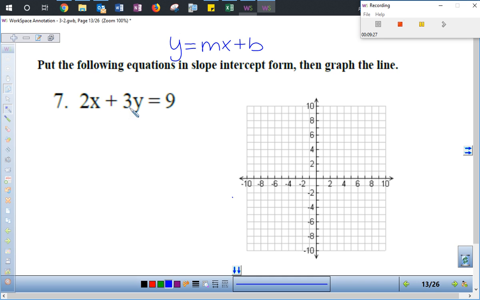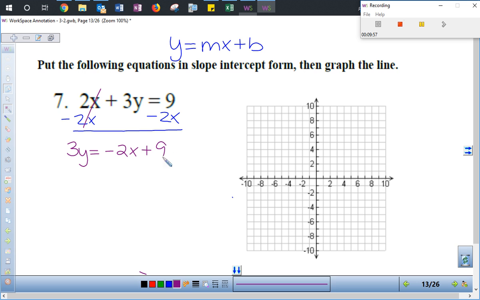So to do that, I first want to add or subtract before I multiply or divide. So I want to start by subtracting this 2x from each side. So I'm going to subtract 2x from the left side and from the right side. Cancel those out, and on the left side that's going to leave me with 3y. And on the right side, remember these are not like terms, so I cannot combine them. And I want it in standard form, so I want this x term to come first, minus 2x plus 9.